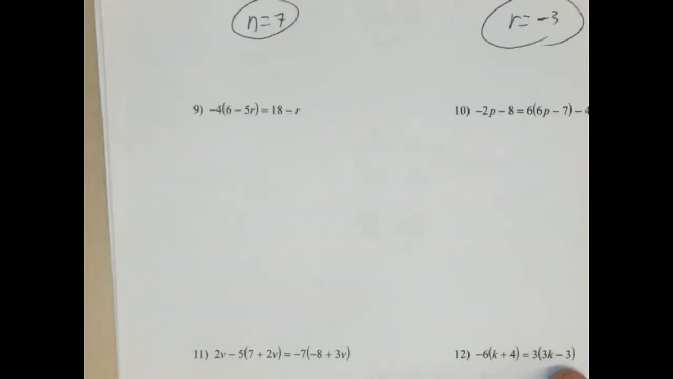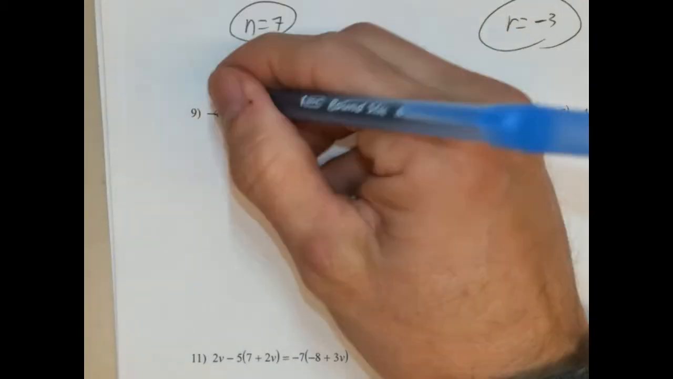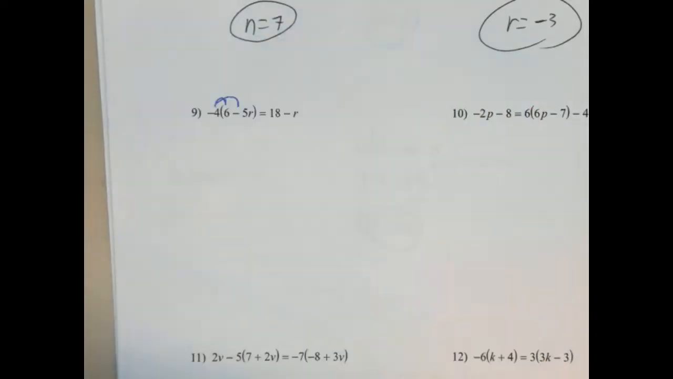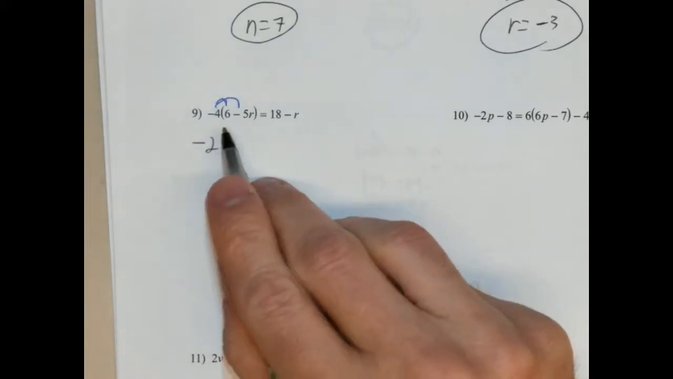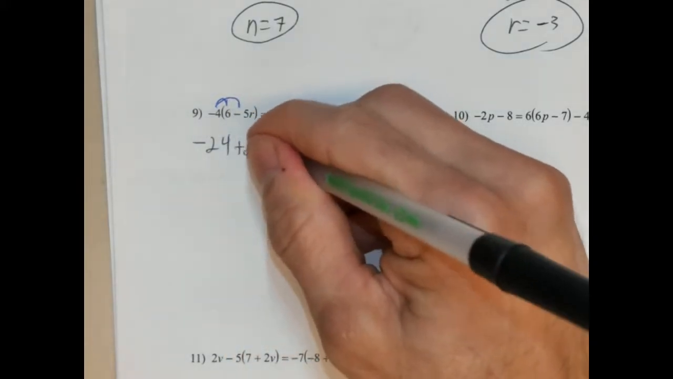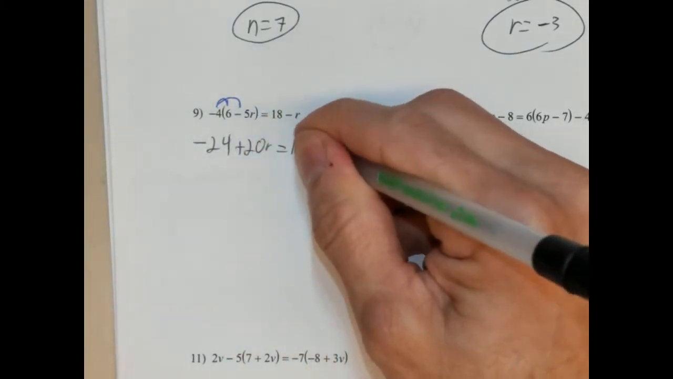Okay, number 9. We're going to distribute this negative 4. Negative 4 times 6 is negative 24. Negative 4 times negative 5 is positive 20r. And we're going to bring this stuff down.